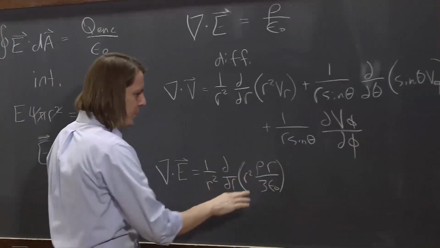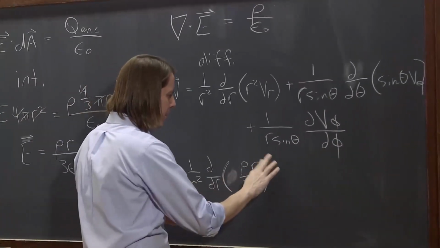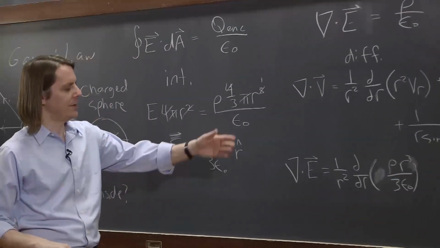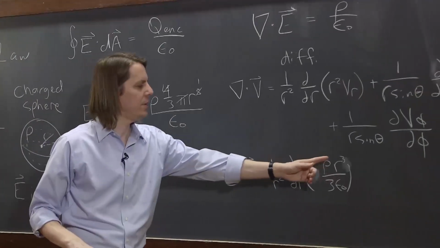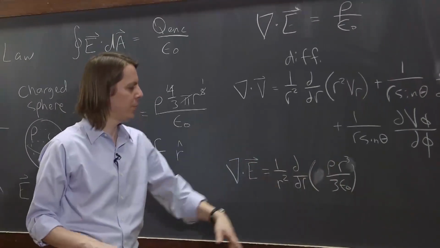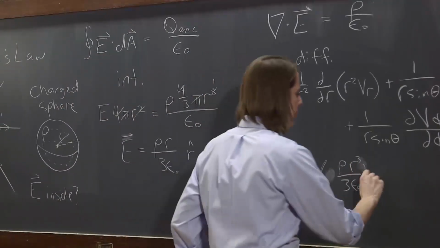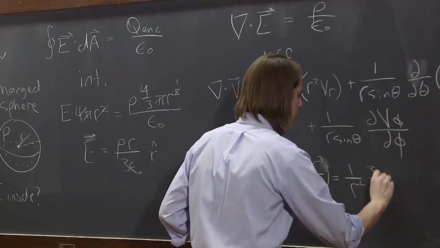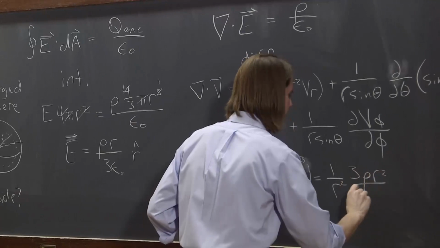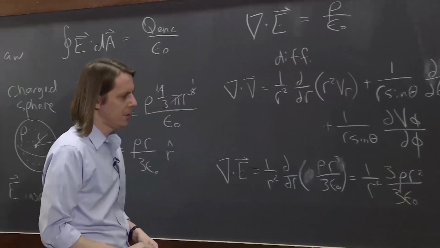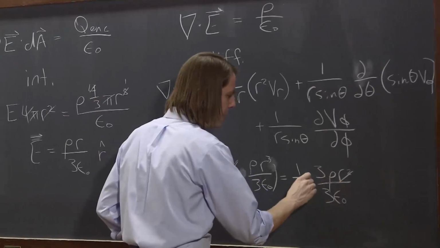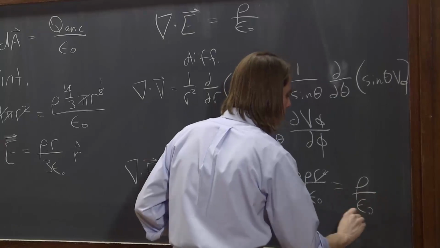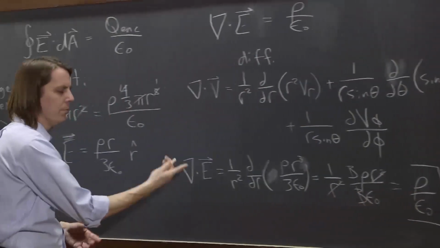Okay. So this becomes, I'm running out of board here, so I'll take some shortcuts. This becomes rho r cubed over 3 epsilon naught. And I take the derivative of that, the partial with respect to r, that's 3 rho r squared over 3 epsilon naught. And then times the 1 over r squared. So 1 over r squared times 3 rho r squared over 3 epsilon naught. And now you can see the r squareds cancel, the 3's cancel, and you end up with the constant rho over epsilon naught, which of course we know is what del dot E is.